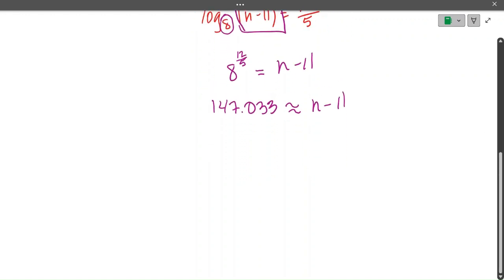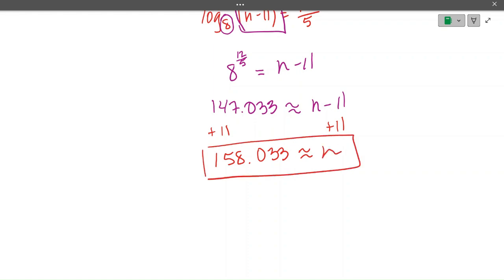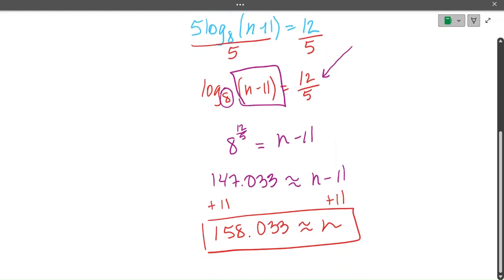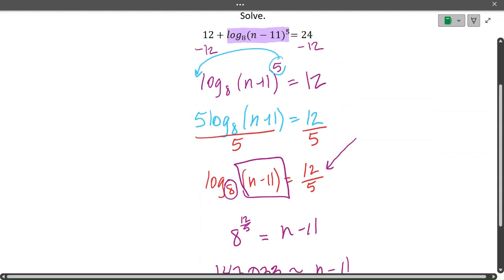Okay, my last step is to get n by itself. So I'm adding 11 to both sides and I get 158.33 is approximately equal to n. So again, you would want to pop this into the original equation for n, put this in your calculator, and what you'll find is you are going to get approximately 24 out.